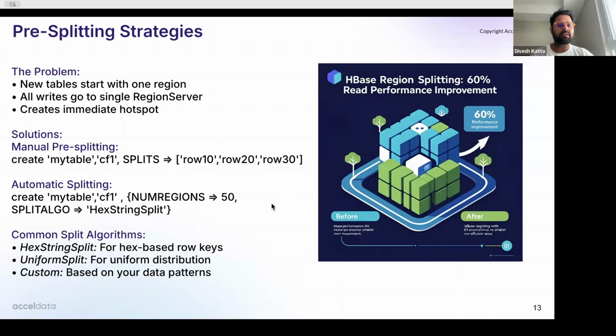For UUID style keys, hex string split works well because it distributes based on hexadecimal range. For sequential numeric keys, uniform split gives you even distribution.